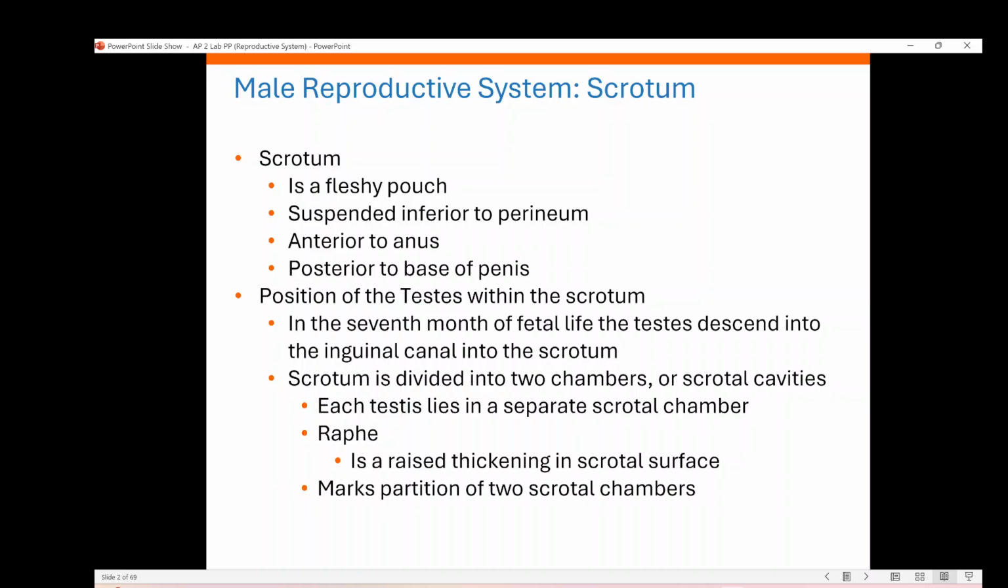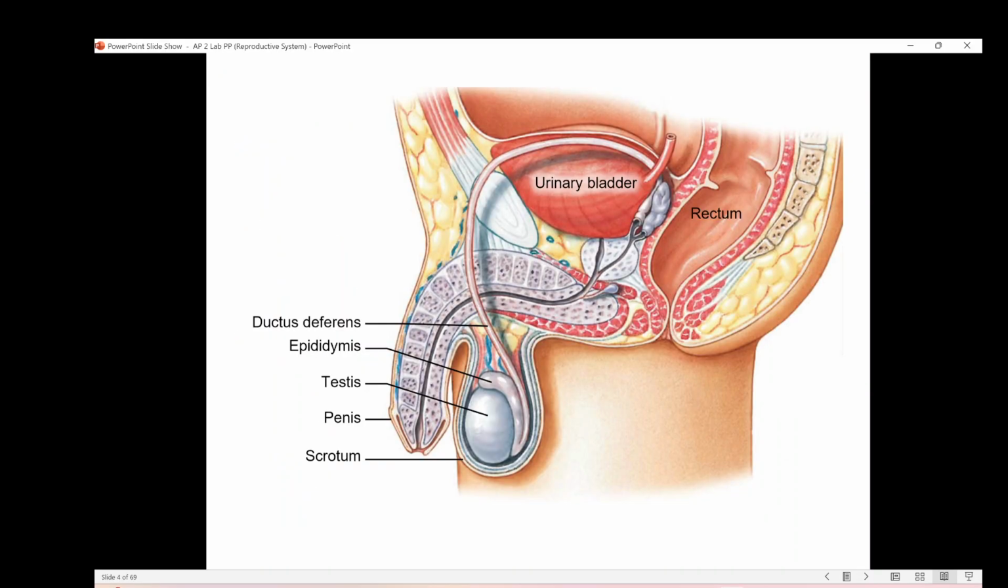This is a fleshy pouch. This is suspended from the perineum. The perineum is just another name for the pelvic floor, which is made up of muscle. It's just anterior to the anus and posterior to the base of the penis.